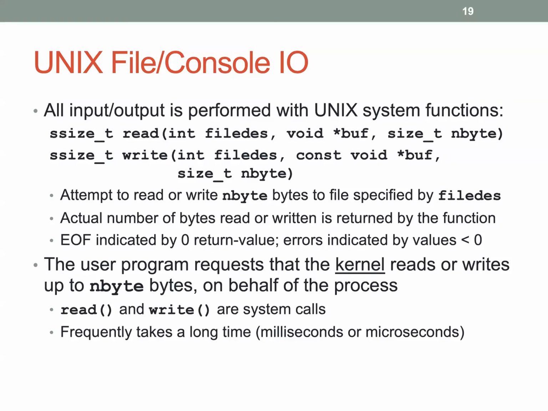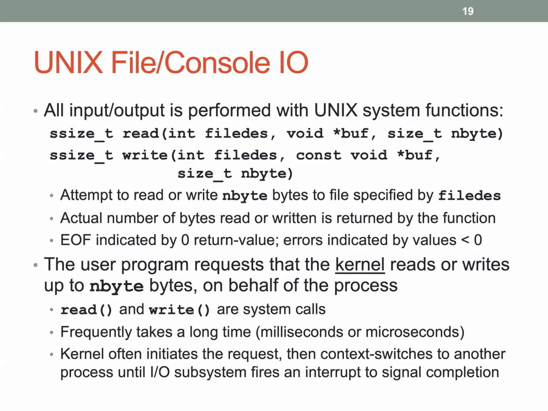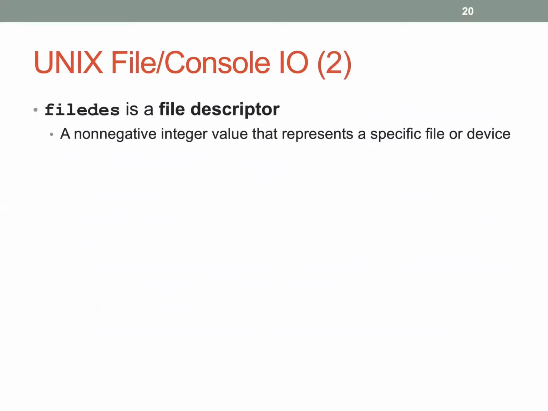And so this also illustrates how almost always when these operations are performed, the kernel will context switch to another process that can make progress, okay? Almost always. System calls are very frequently points where context switches occur. Okay, file desc. This is a file descriptor.